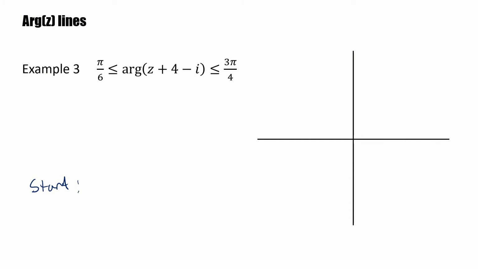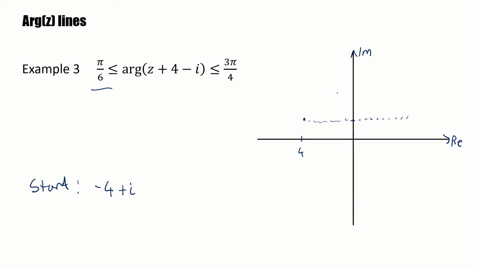So we have to realize instead of positive 4, which is written inside, it's secretly negative 4. And instead of negative i, it's secretly positive i. So our line is going to be starting at negative 4, positive 1. So, over there, let's say. Labeling our axes again. Okay, so we might remember from last time that if we're dealing with arg of z plus 4 minus i is equal to pi over 6, that would be a line with an angle of pi over 6 in comparison to the positive real axis.